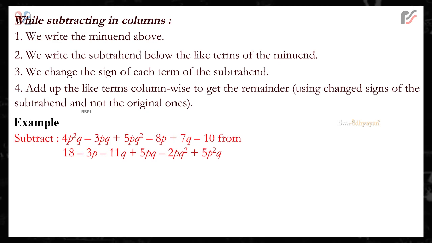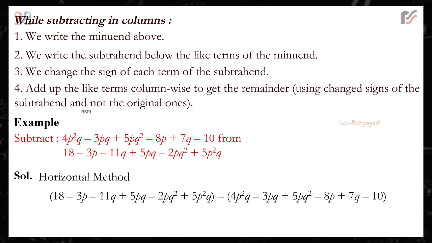Example. Subtract 4p²q minus 3pq plus 5pq² minus 8p plus 7q minus 10 from 18 minus 3p minus 11q plus 5pq minus 2pq² plus 5p²q. Solution. Horizontal method. (18 minus 3p minus 11q plus 5pq minus 2pq² plus 5p²q) minus (4p²q minus 3pq plus 5pq² minus 8p plus 7q minus 10).